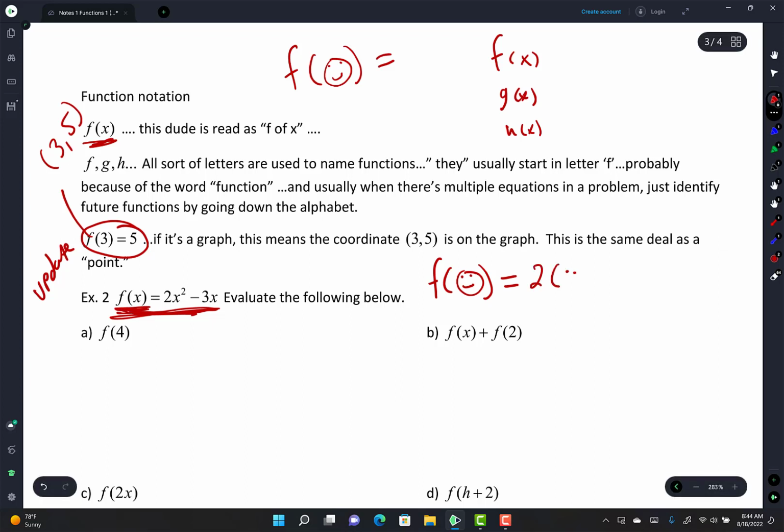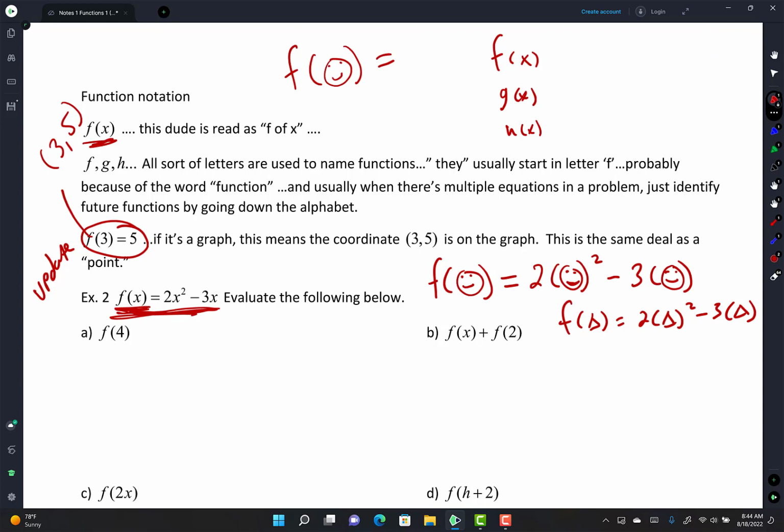2 parentheses, happy face, squared. That's a happy face, I swear. Minus 3 parentheses, happy face. And there it is. There's my function in terms of happy faces. Oh, we got some happy face haters. Okay. F of triangle: 2 triangle squared minus 3 times triangle.